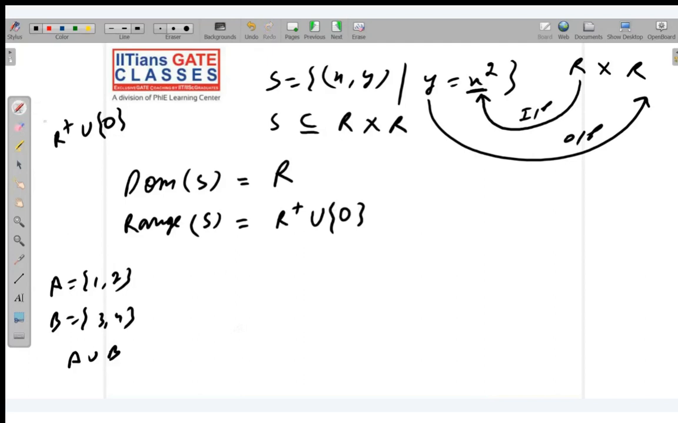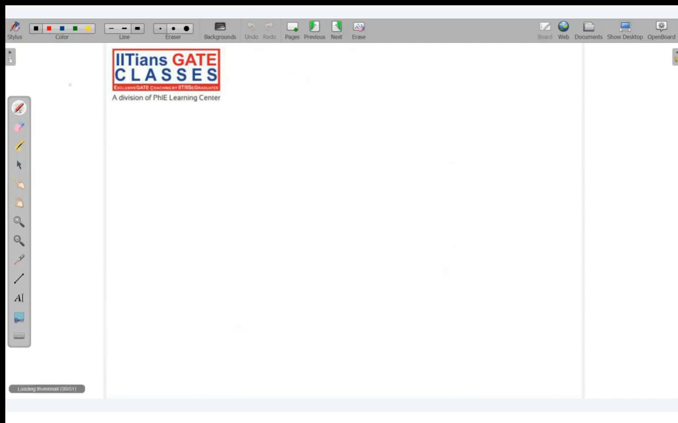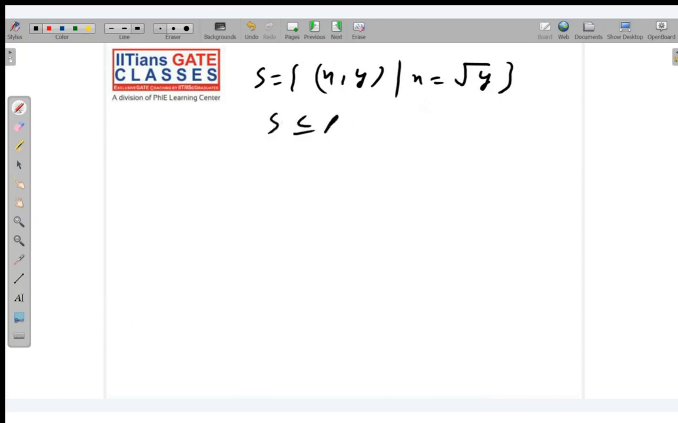Now let me jump to the next question. Take a snapshot. I will jump to the next question. Okay. So same type of question only. I am saying S is equal to (x, y) such that x is equal to root y. And it is on R cross R only. S is a subset of R cross R. Nothing is given, so that's why it is R cross R. Nothing is given to you in the GATE exam, so you will simply consider them as real numbers only.